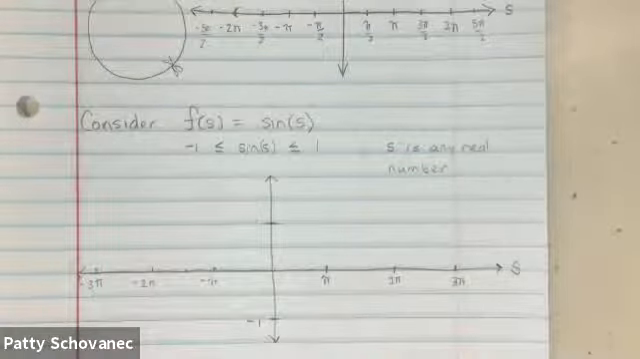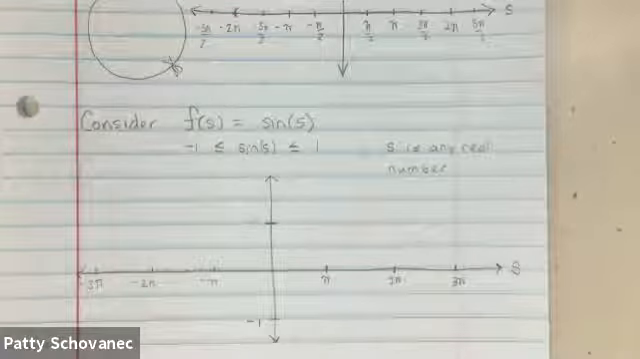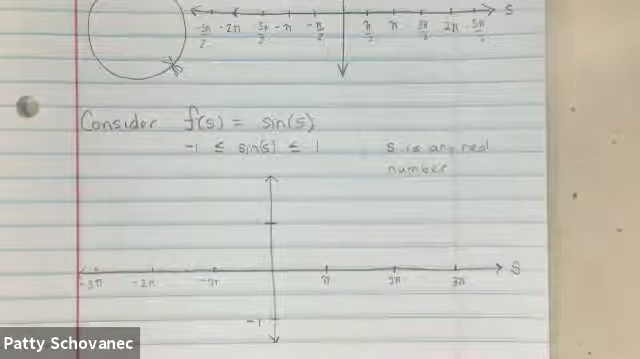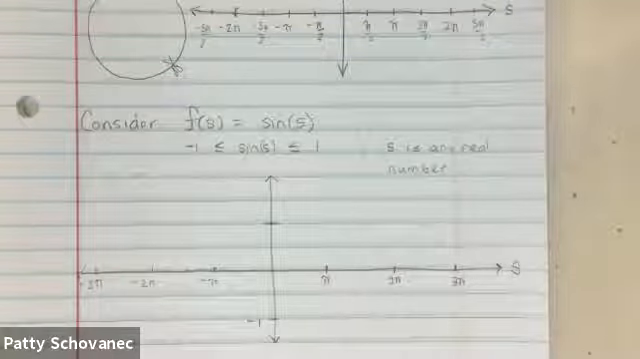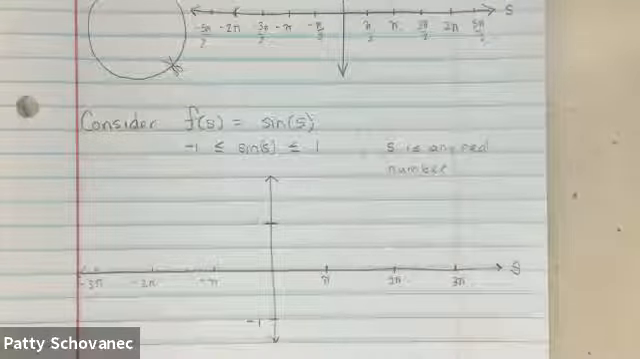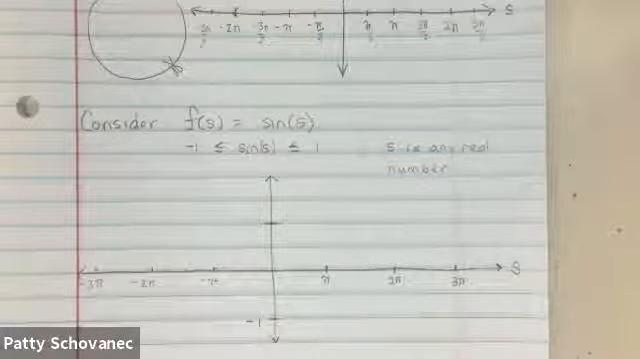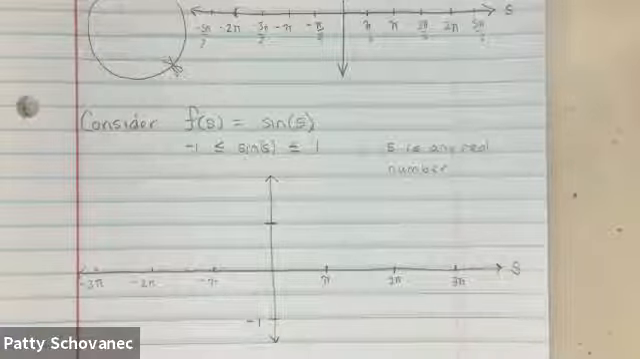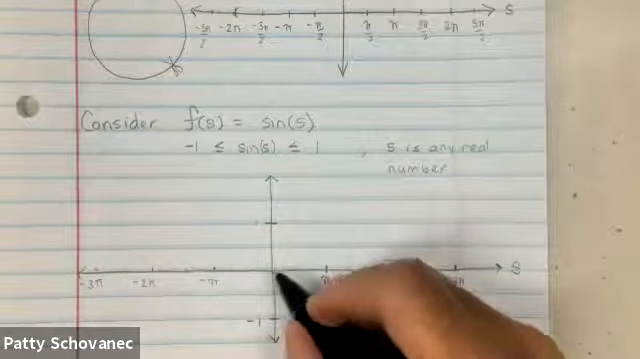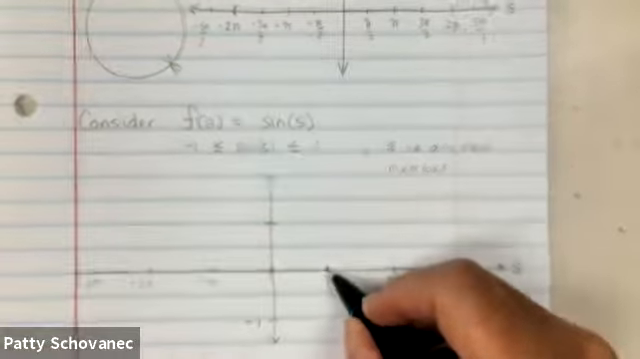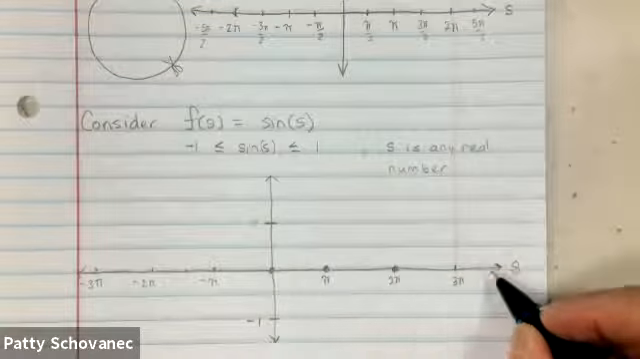What is the sine of 0? Sine of 0 is 0. What is the sine of pi? And what is the sine of 2 pi? And then 3 pi. Sine of any multiple of pi is 0. Those marks that I just made there will represent the intercepts of the sine graph. It's going to cross this horizontal axis at all of those points.